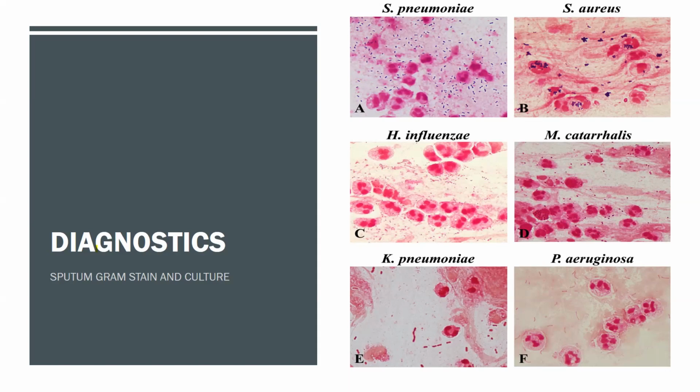Staph aureus is a Staph because those colonies make little groups. Then you have Haemophilus influenzae, Moraxella catarrhalis, Klebsiella pneumoniae, and Pseudomonas aeruginosa. So you're basically going from gram positive down to gram negative. The gram positives obviously are purple, and then your gram negatives are the red.